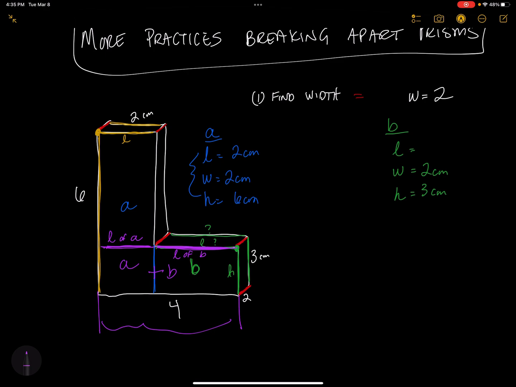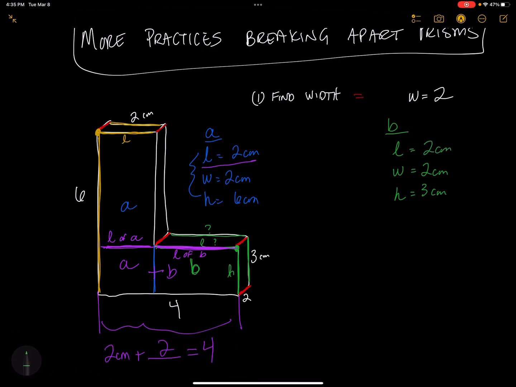All right, so what do we know? We know that we have the whole entire length. We have 4. We already have that. We know we have the length of A because we already found it. It's right here. That's 2 centimeters. Plus, do we know the length of B? No, that's what we're trying to find. So then we say, 2 plus what equals 4? Well, 2 plus 2 equals 4. So our length of B is 2. We found it.